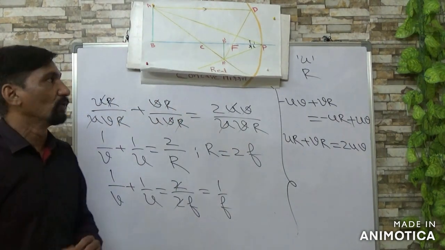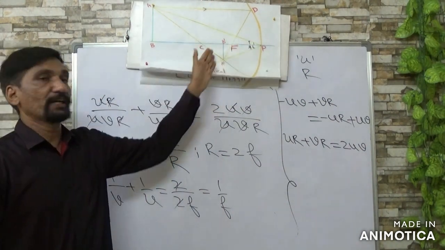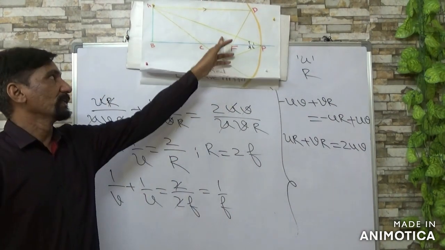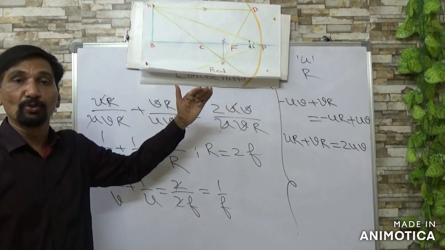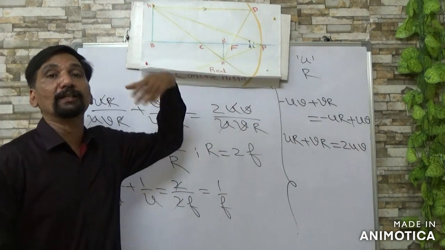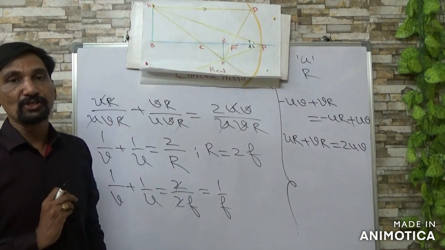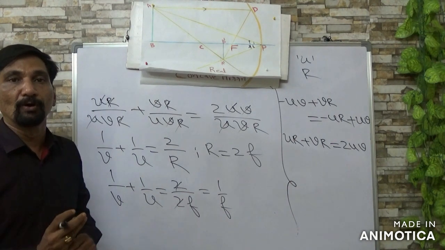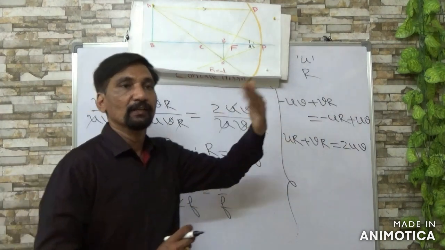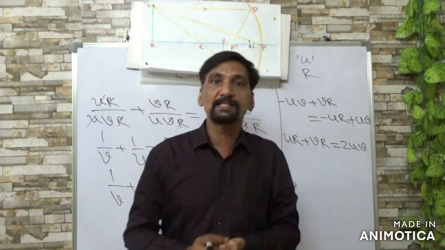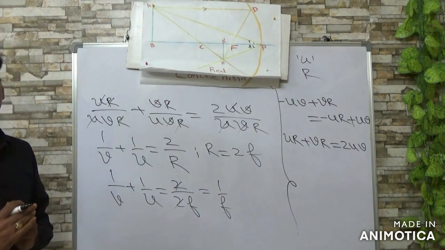In this case, the image is formed on the front side of the mirror, so it is called a real image. Sometimes the image may form in the mirror also, called a virtual image. It all depends upon where you place the object, whether at infinity, at focus, less than focus, or in between 2f and f.